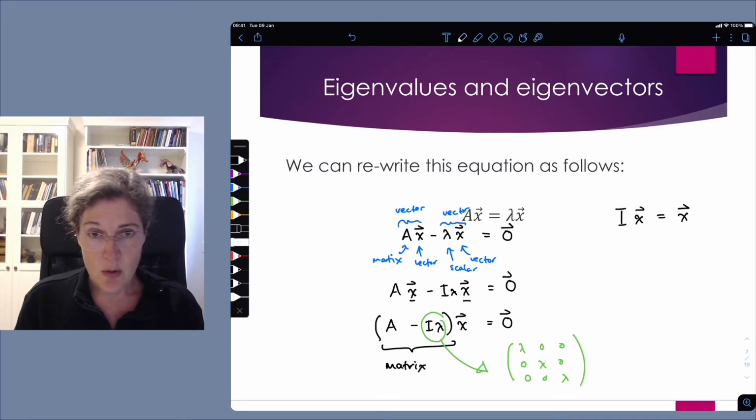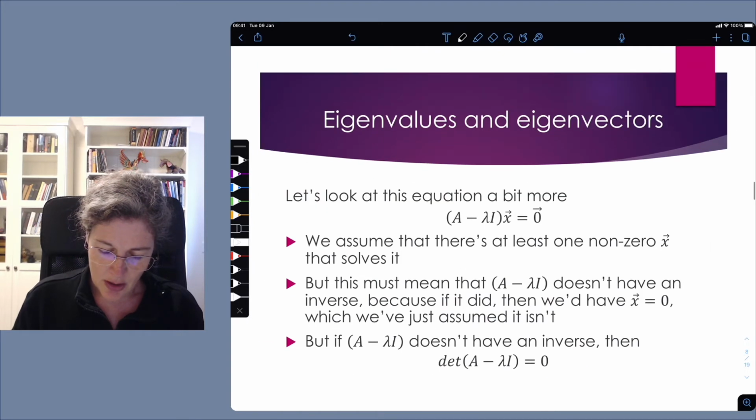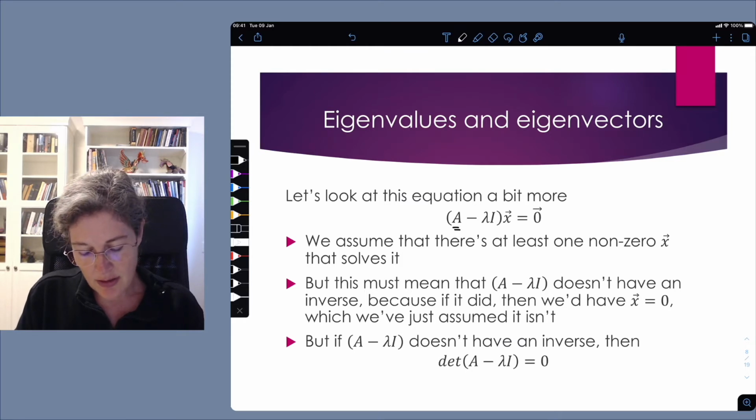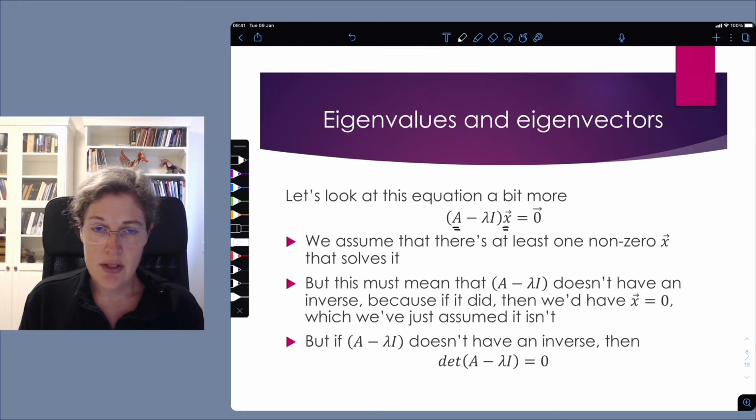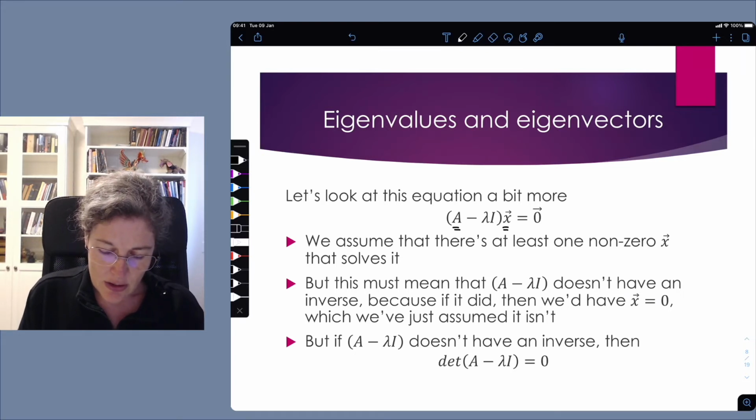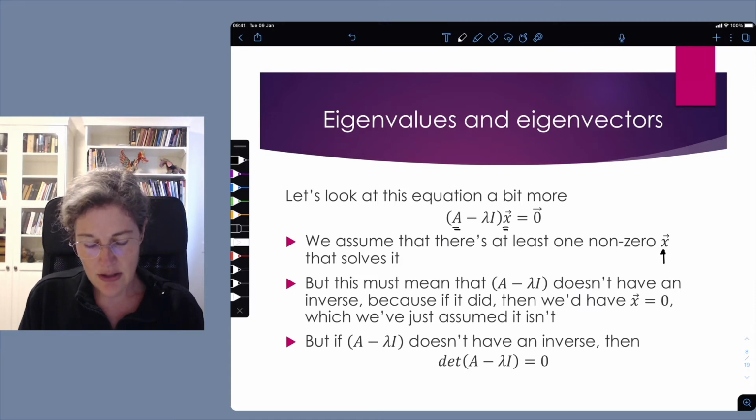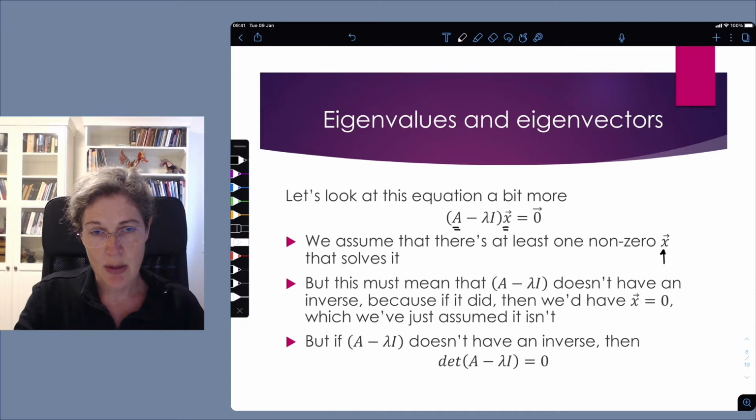All right, what can we say about this? Well, here's our equation. We've got our matrix A minus a scaled version of the identity times our vector x must give us the 0 vector. So the first thing is that we're assuming that there's at least one non-zero vector x that solves our problem. Because if you think back to our bison issue at the start, we're looking at a population, and we know for a fact that there are non-zero populations that solve the situation. So we're assuming that we can find at least one non-zero eigenvector.